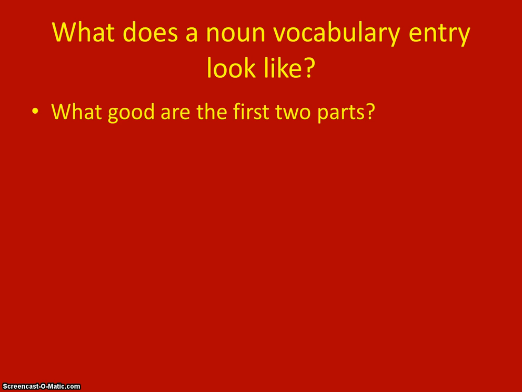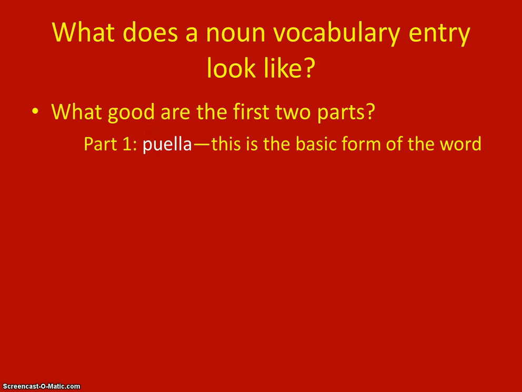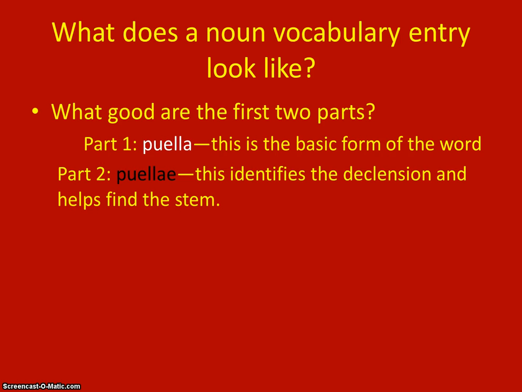Why 4 parts? The first 2 are really important. And the first one, puella, that's your standard form of the word. That means girl as the subject of your sentence. And the genitive, we give it to you because you're going to use that to help find out what declension a word is and what the stem of that word is to put the other endings that you need on it.